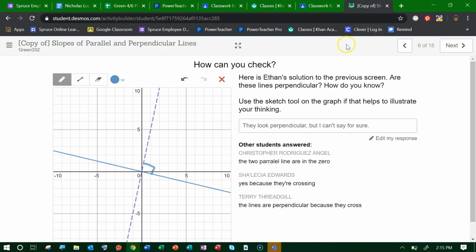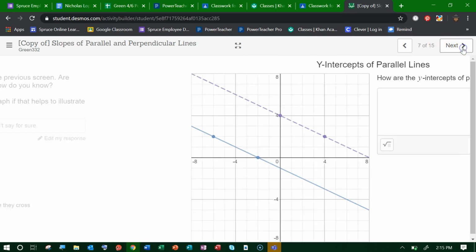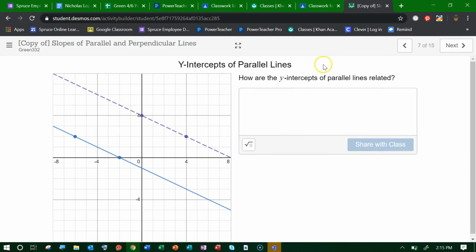All right. And so now this time they're asking how are the y-intercepts of parallel lines related? Well, the y-intercepts are different.